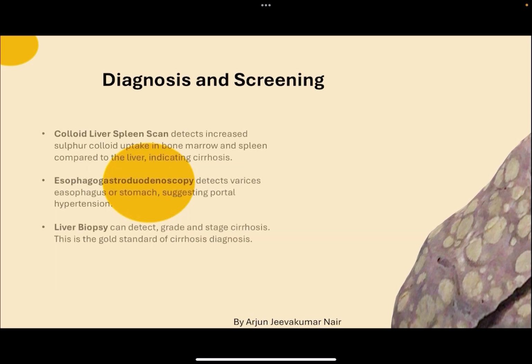Apart from imaging techniques, there are other tests such as the colloid liver spleen scan, which uses sulfur colloid uptake as a measure. It measures sulfur colloid uptake in the bone marrow and spleen compared to the liver, and if there is more in the bone marrow and spleen, this indicates cirrhosis. Esophagogastroduodenoscopy detects varices in the esophagus or stomach, suggesting portal hypertension. Liver biopsies can detect grade, which is calculating the extent of inflammation, and stage, which calculates the extent of fibrosis, of cirrhosis.